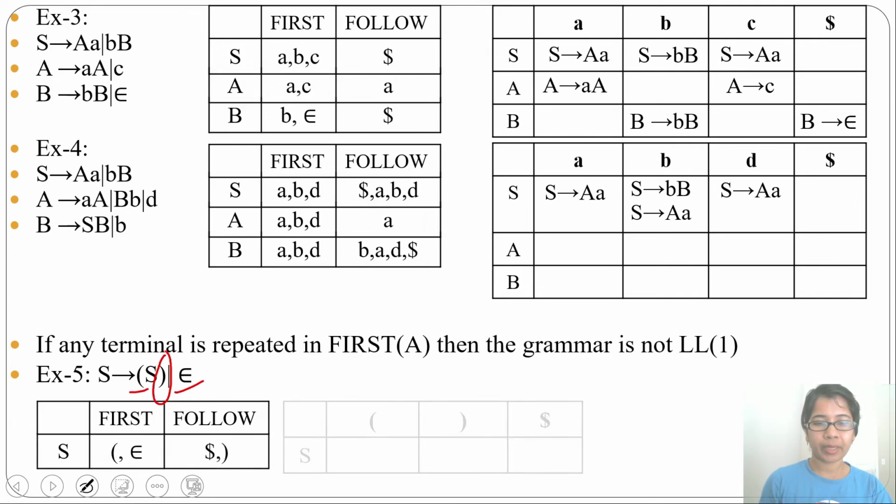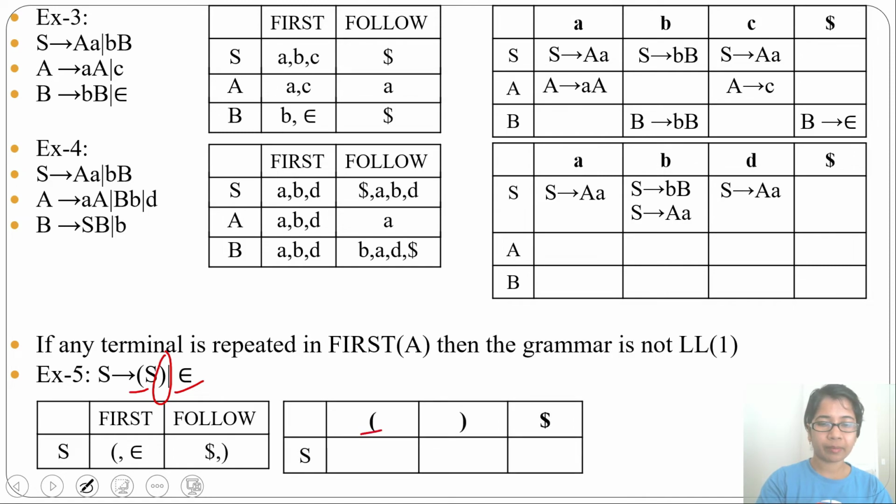Now create the parse table. Here terminals are open bracket, close bracket and dollar as an end marker, and variable is S. Now due to which production we got this as a first? Due to this S derive open bracket S close bracket. So write down this production.